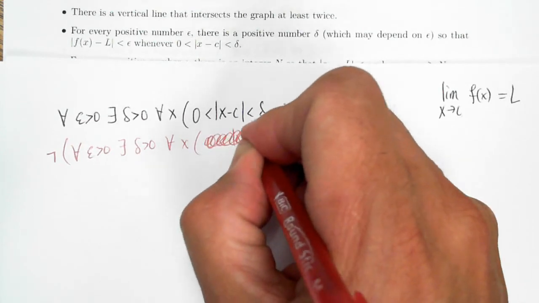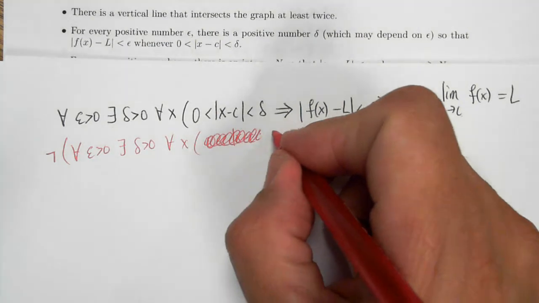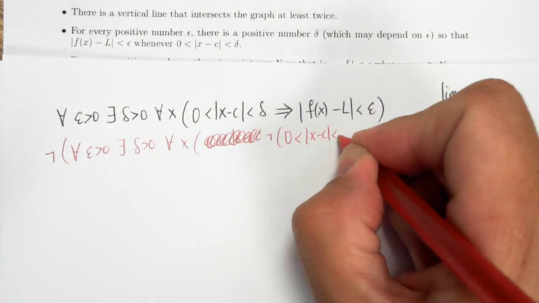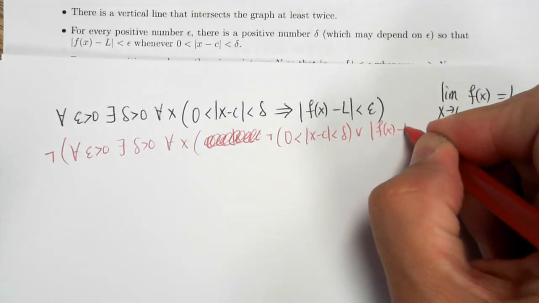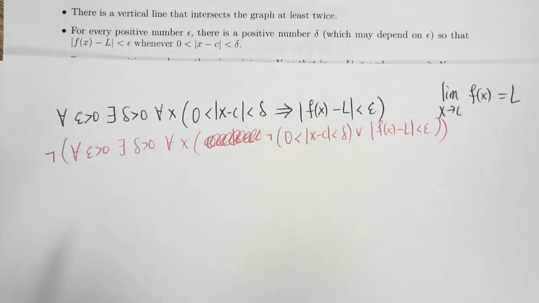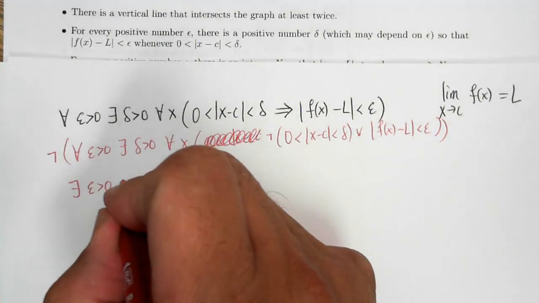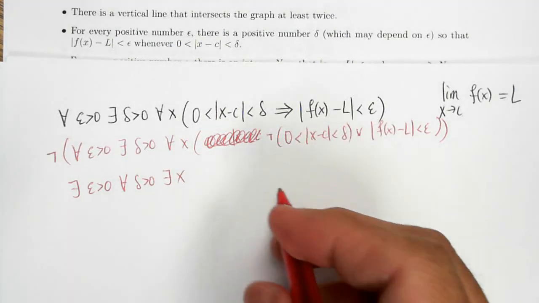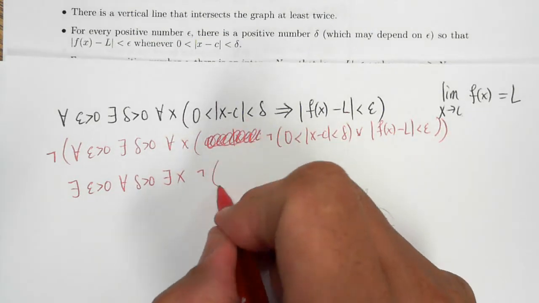And when I rewrite this, let me change this implication into not P or Q form. So not the first thing or the second thing. Okay, so taking the negation, this means that there exists an epsilon greater than 0, such that for every delta greater than 0, there exists an x, such that the negation of what's in parentheses here holds.